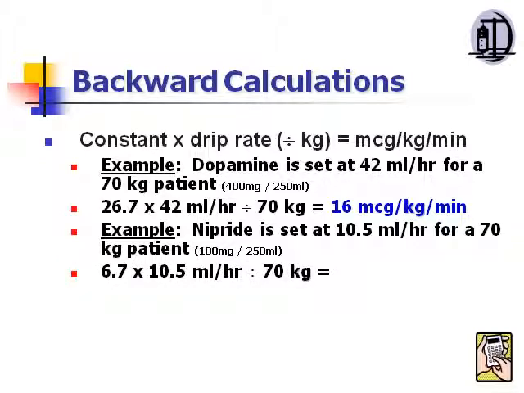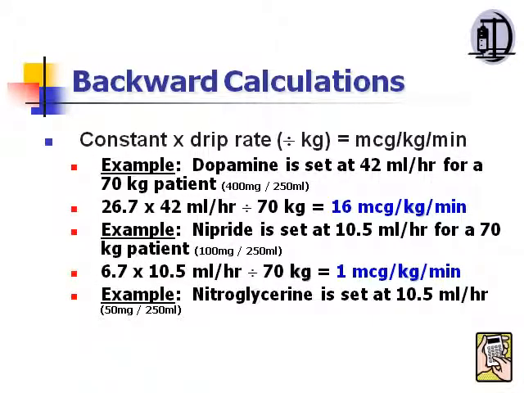We're going to take that constant, 6.7, or if you looked at the back of your drip card, you would get it. 6.7 times what the pump is set at, 10.5 mLs per hour, divided by the patient's weight of 70, and we get 1 mic per kilo per minute.